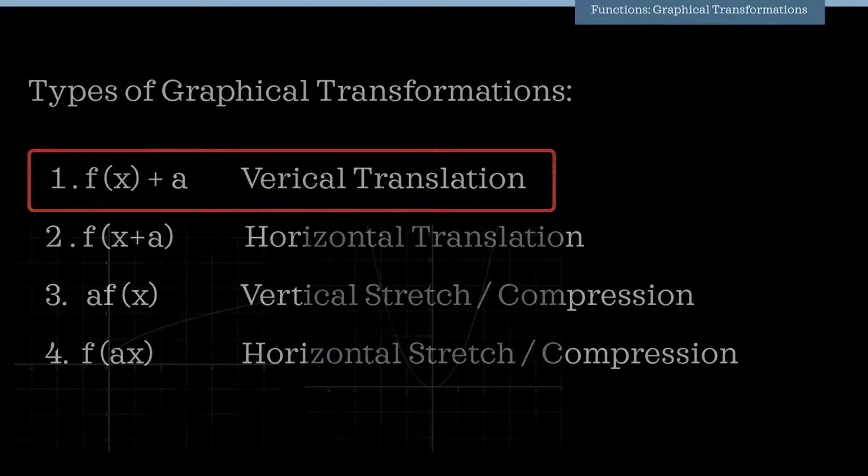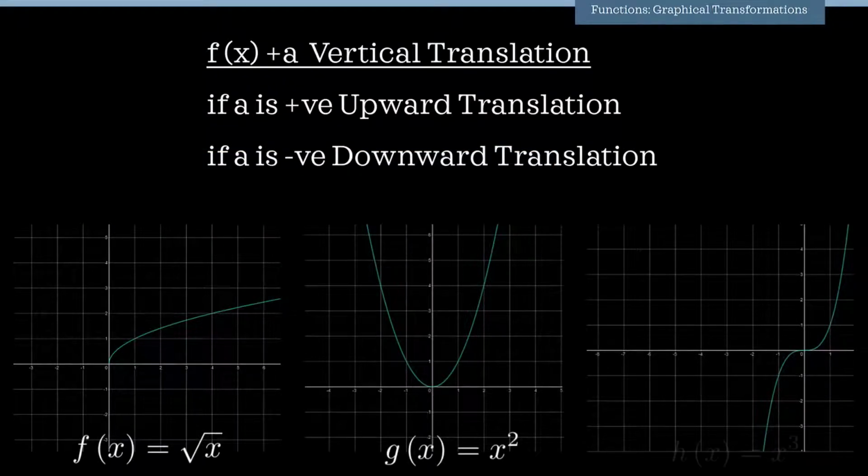Here I have three functions, f of x, g of x, and h of x. We'll be applying this transformation to all of these functions so that we can see how the graph is going to look after the transformation. In this transformation, if you add some constant value a to the function, then the graph is going to translate vertically. If the value of a is positive, then the graph is going to translate upwards. And if the value of a is negative, then the graph is going to translate downwards.